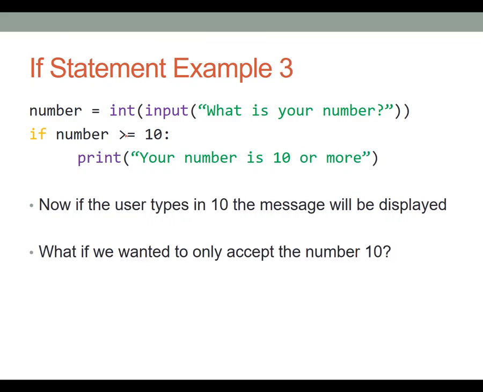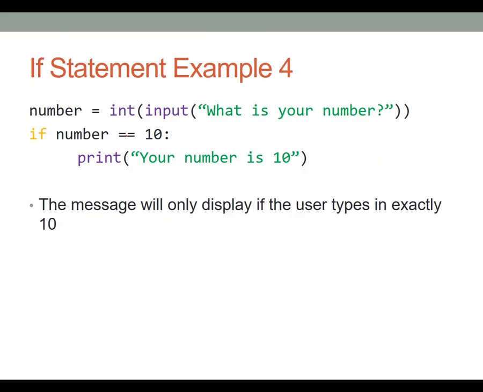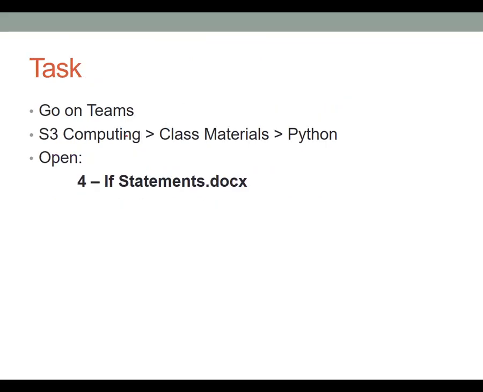If you only want to accept the number 10, like nothing else, you use a double equals sign, so there's a double equals sign there. Any other possible number below 10, negative numbers, 10 million, doesn't matter, if it's not 10, it doesn't do anything. So we're going to be looking at how to actually do this on Python.